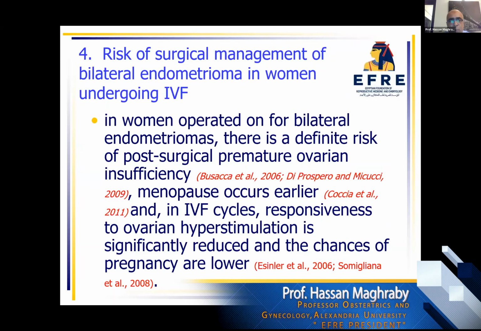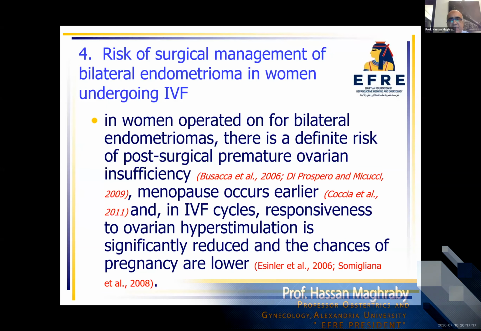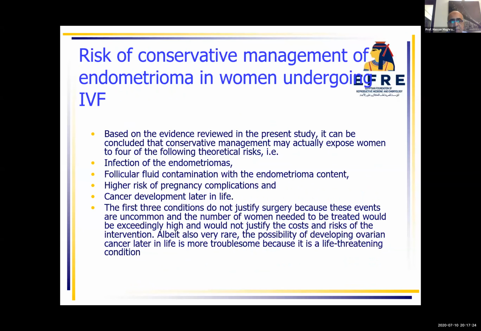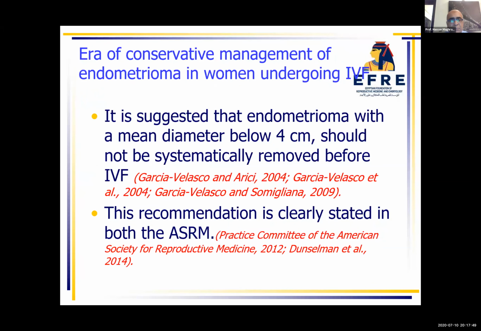In women operated for bilateral endometrioma, there is a risk, of course, of more diminishing of ovarian reserve, although the data does not support this idea. So based on the evidence reviewed, it can be concluded that conservative management may actually expose women to four of the following theoretical risks: infection, follicular fluid contamination, high risk of pregnancy complication, and cancer. The first three are very low incidence, and the number needed to treat is very low. So this is another argument against surgery.